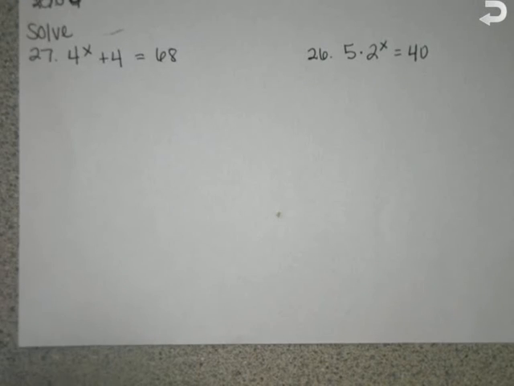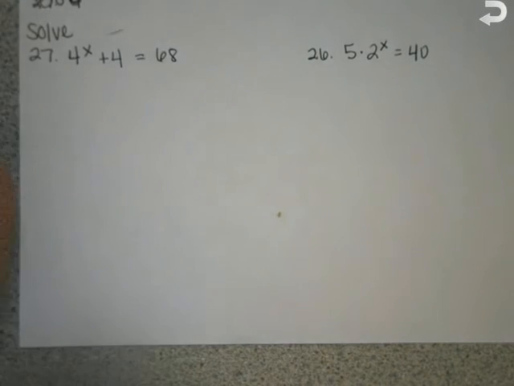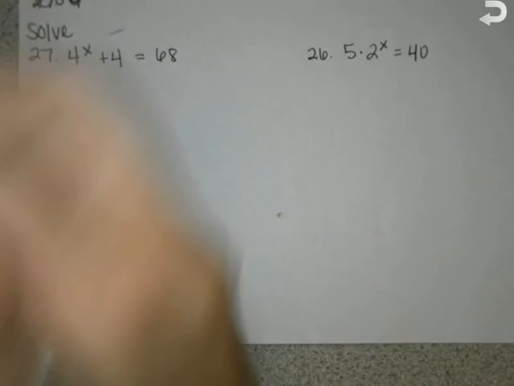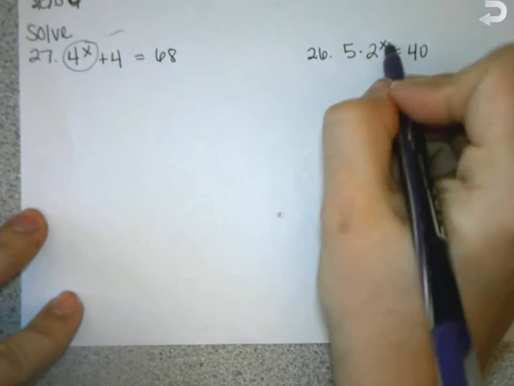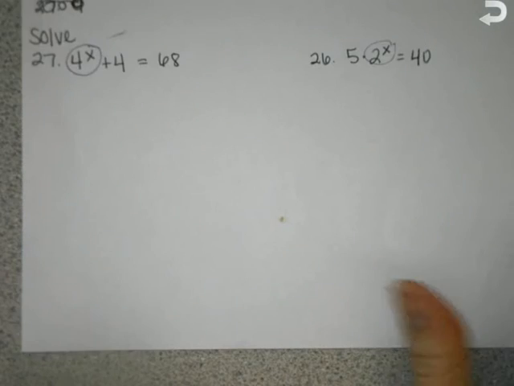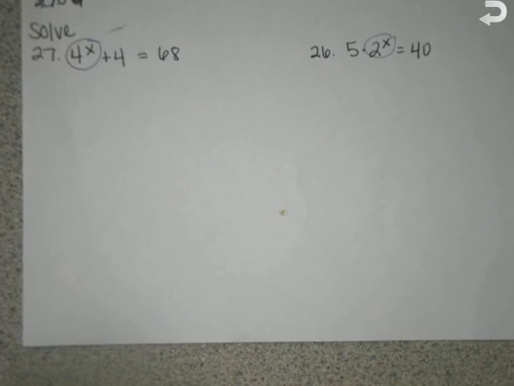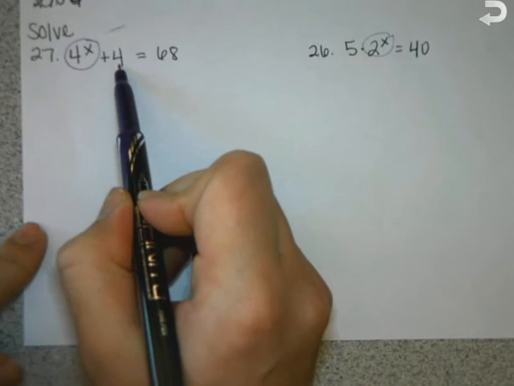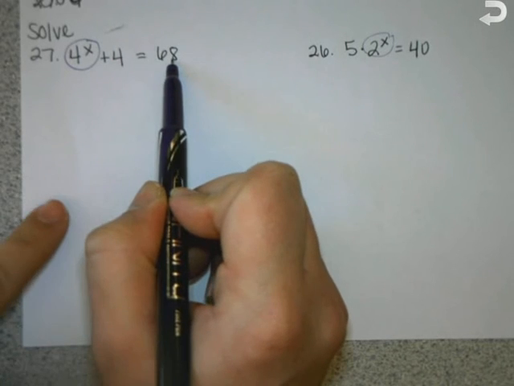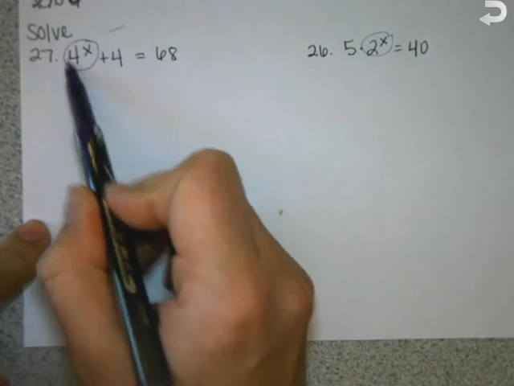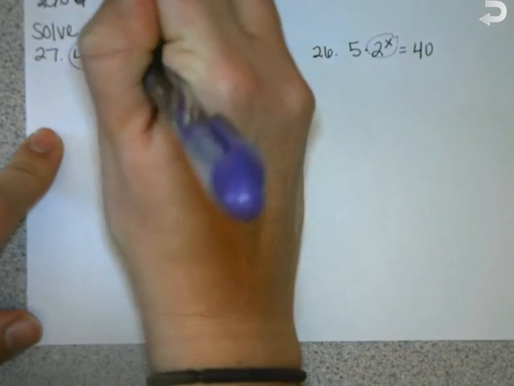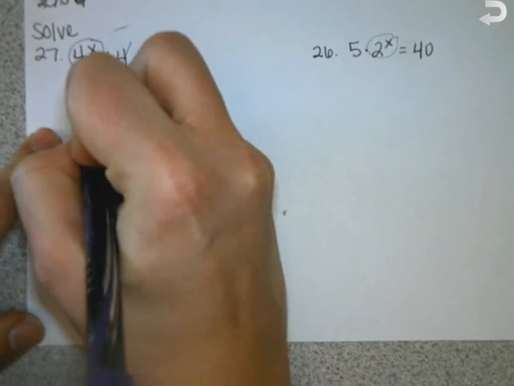We're going to do 27 and 26, but I'm going to go in the opposite order. They want you to solve this. Now, the main goal for you right now is to get whatever term has the exponent by itself. And then we're just going to use guess and check to solve for x at this point, okay? So if I have 4 to the x plus 4 equals 68, what do I need to do to get that 4 to the x by itself? Yeah, so subtract 4, and that gives me 4 to the power of x equals 64.